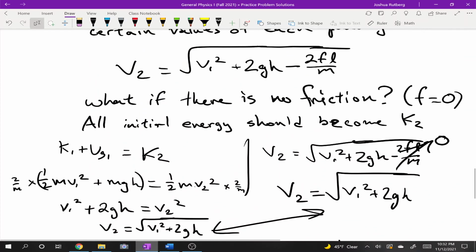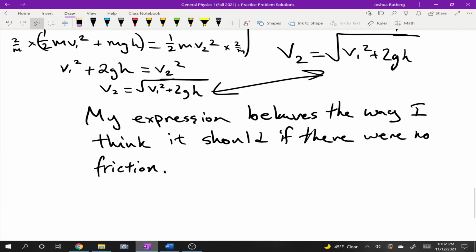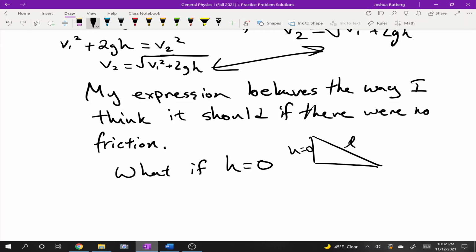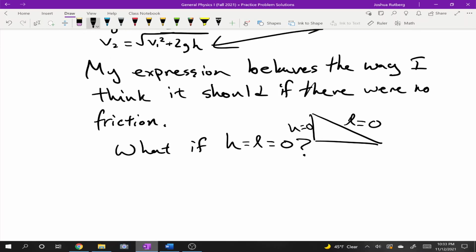So for example, I could look at how does this behave if the height is 0? And one important thing to remember is that my slide is a triangle. So if h is 0, then L must also be 0. I cannot set one of those to 0 without setting the other. So let me actually say, what if h equals L equals 0? So what should happen to my speed if there is no slide? Well, I think the obvious case here is that v2 should equal v1.